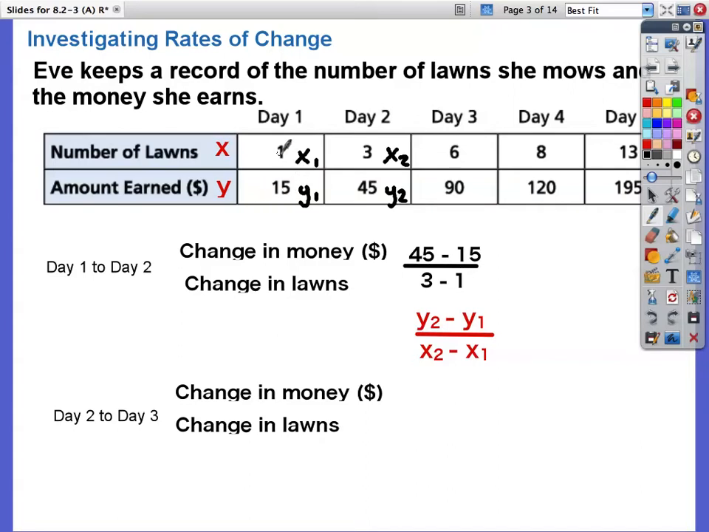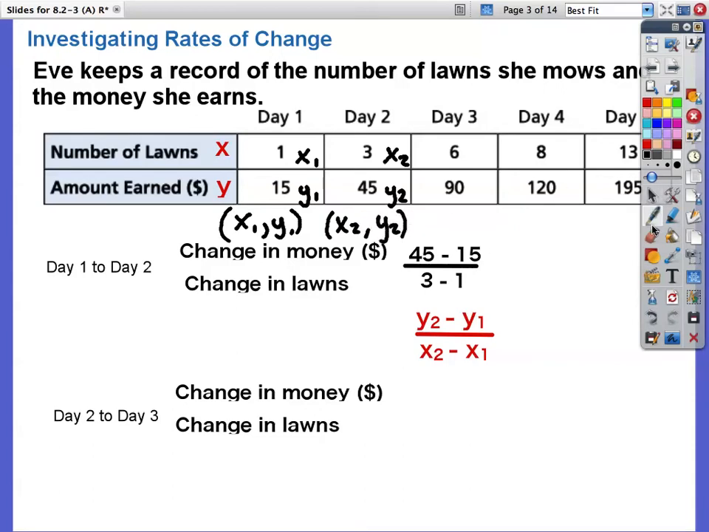15 is the output for 1. If I call this y1, then this has to be x1, because 45 is the output for 3. But I chose to call these 1s and these 2s. So, in essence, if we were to graph these as points, we would have the point x1 and y1 on a graph, and we would have the point x2 and y2 on the graph.